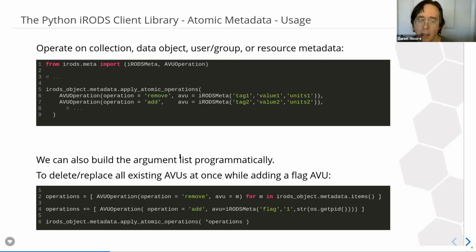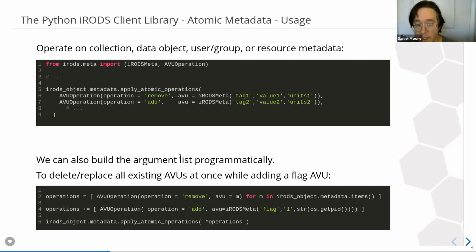We can actually build a list of these operations programmatically, and I have to accentuate too that this is an ordered set of operations. So when you do a remove and an add, for example, of the same exact identical AVU, under conditions, if the tag and value are the same, but the units are different, you could be doing a set by doing a remove and add, but the same wouldn't be true if you were doing the add first and the remove, of course. So it is sensitive to order of operations, the set of operations you feed to this call.